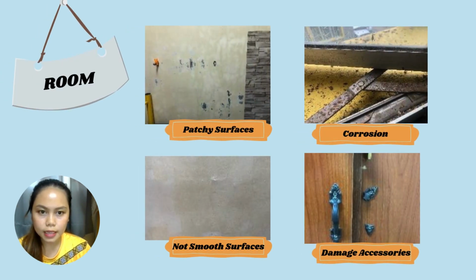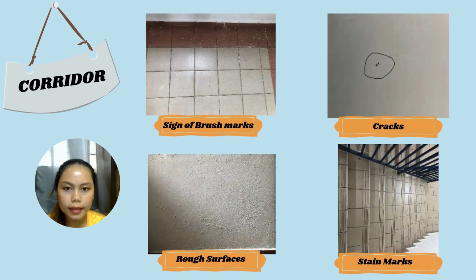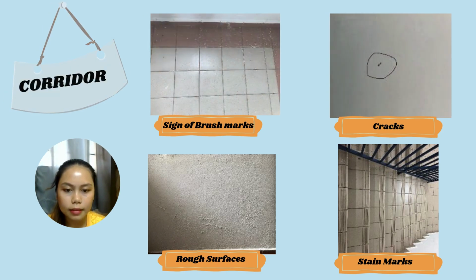Next, in the room, defects such as the following were identified: patchy surface on the wall, what looks like corrosion at the window, the ceiling seems to have a non-smooth surface, and the cabinet has damaged accessories. Meanwhile, in the corridor, defects such as the following were identified: signs of brush marks, cracks, rough surface, and stain marks.